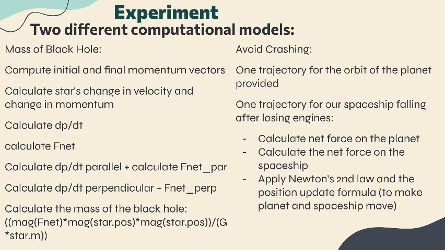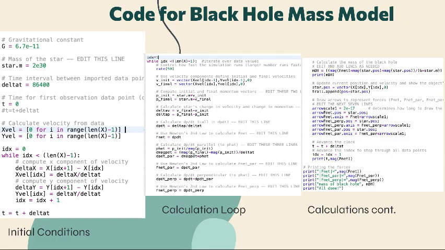And then you can see this is the code for the black hole mass model. We started with our initial conditions: the gravitational constant, mass of the star, and the time interval. And then we were able to calculate velocity from that data. And then in the calculation loop, I know it's a little small, I'm sorry, we went through all of the steps that I described in the experiment page above, and then calculations continued all the way over on the right.